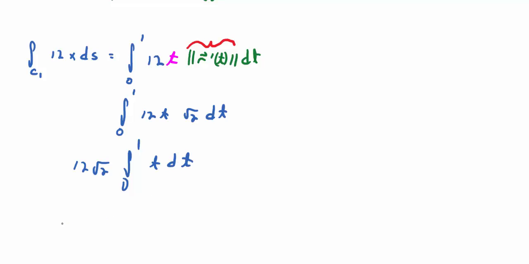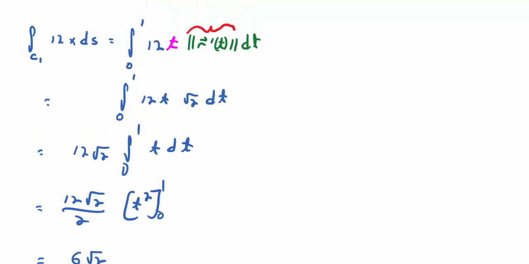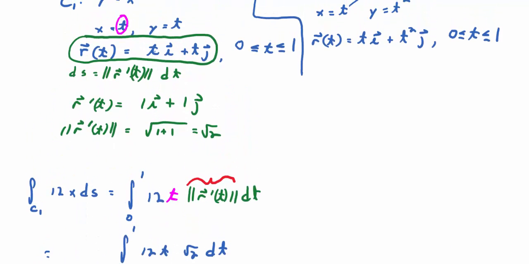What's the integral of, God, we haven't seen an integral this easy in a while. I don't know if I remember how to do it. That's on the exam? All right. So it's t squared over 2, right? Evaluated from 0 to 1. Notice I put the denominator 2 out here. So we just get what? 6 root 2? But we're not done, are we? That's just the integral over C1.